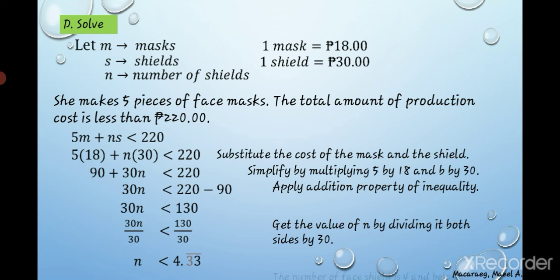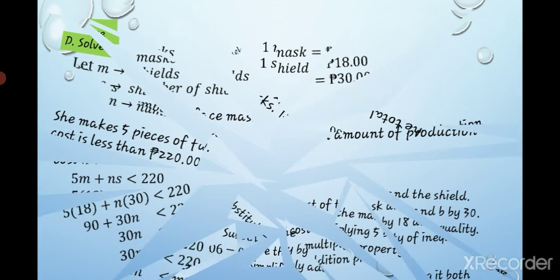Or simply, we have the final answer. The number of face shields is 4 and below. So what are the numbers below 4? We have 3, 2, and 1. Let us now have the checking.